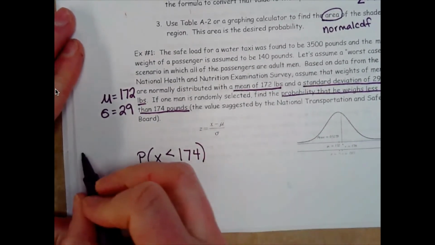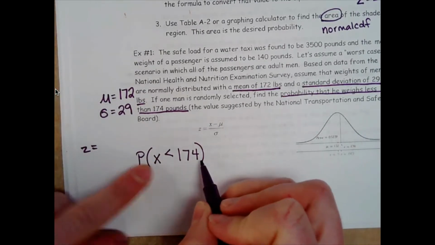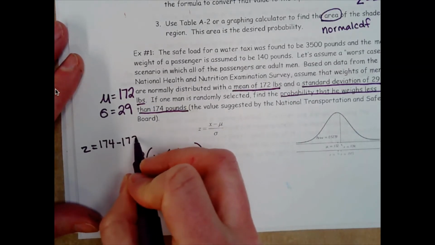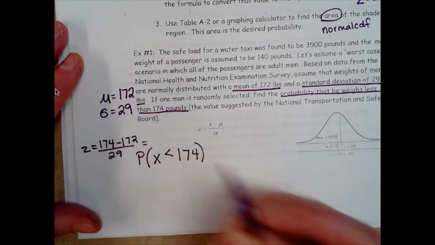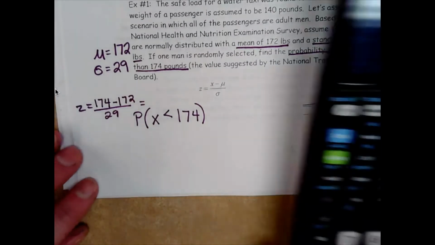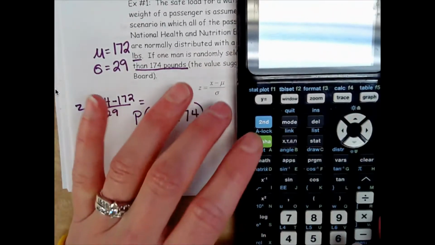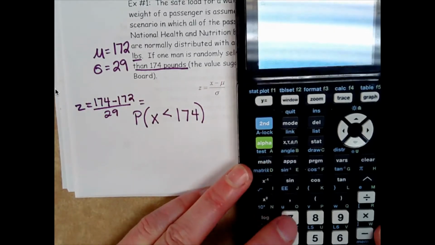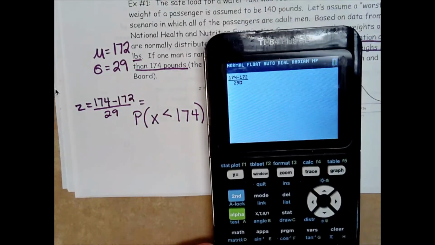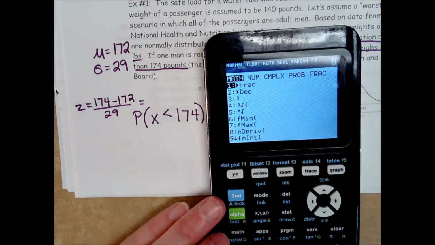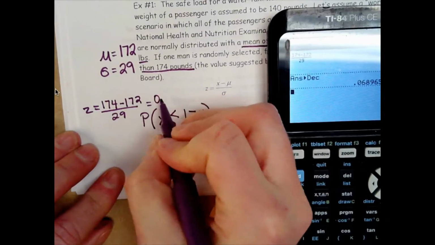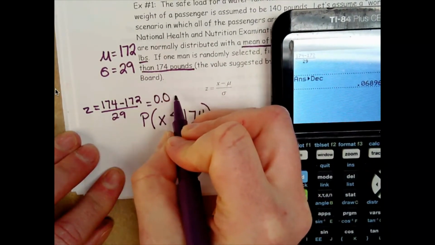So our z-score is going to be found by doing x, which is 174, minus your mean, and dividing by 29. This finds the z-score: how many standard deviations away are you from the mean? I'm going to clear this and put it in the calculator. I want to change that to a decimal. So my z-score is 0.069, but using the table, we just go to the hundredths place, 0.07.